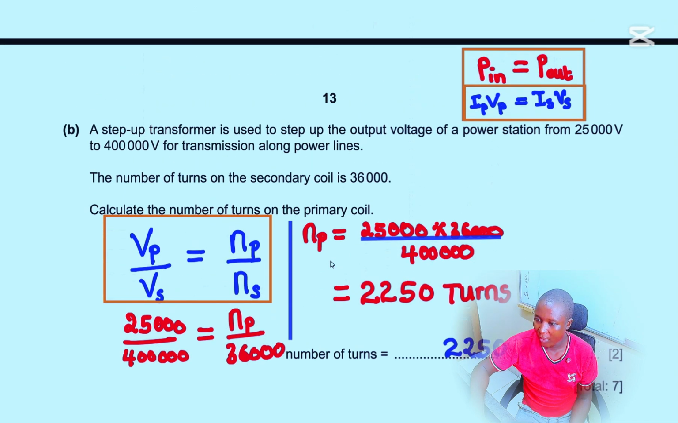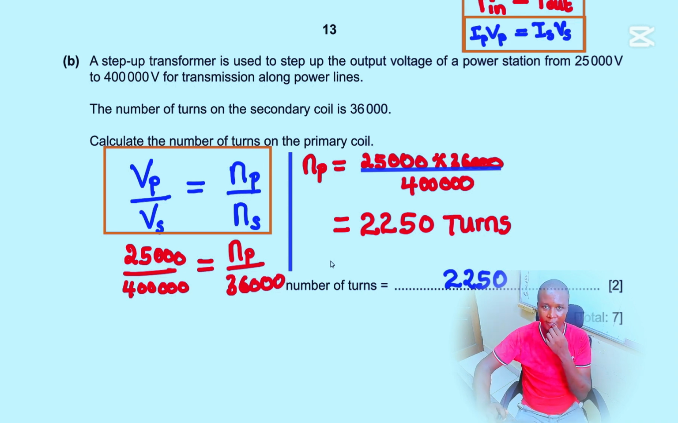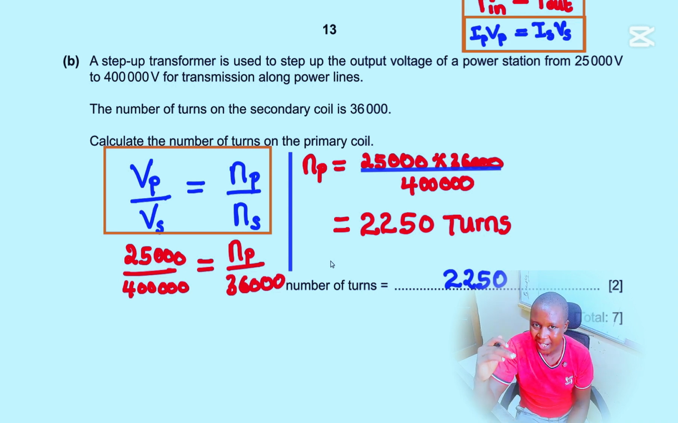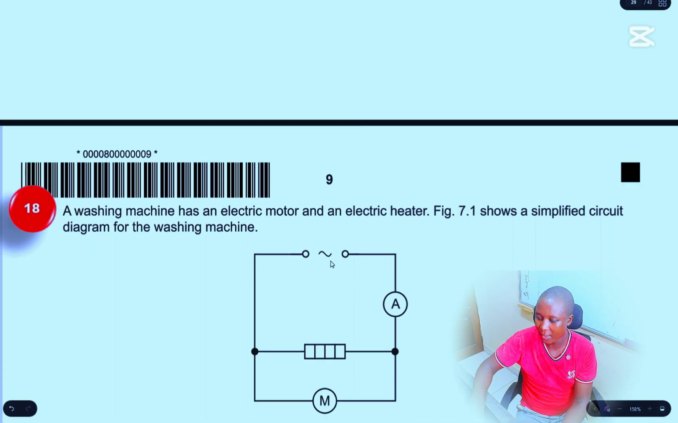And if I put that in my calculator, I'm getting my answer equivalent to 2250 turns in the primary coil. So that's why you can see in the secondary coil we have more turns. That's why it's a step-up transformer. I'm going to take you through how a transformer works in a short while. Let's look at this first.